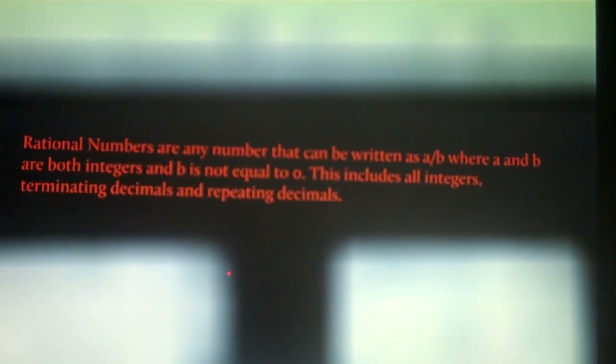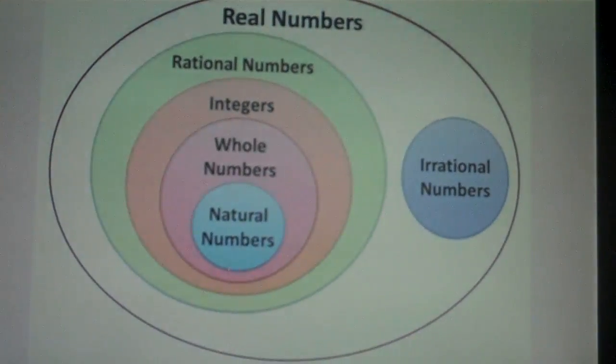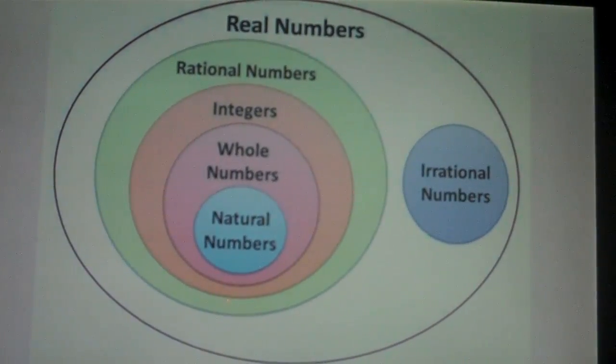Again, it includes all integers, but then also terminating decimals and repeating decimals. Any terminating decimal can be written as a fraction, and any repeating decimal can also be written as a fraction. So those are all the rational numbers. Any number that can be written as a fraction. Okay, so the big circle you see is all the rational numbers, and it has some subgroups.